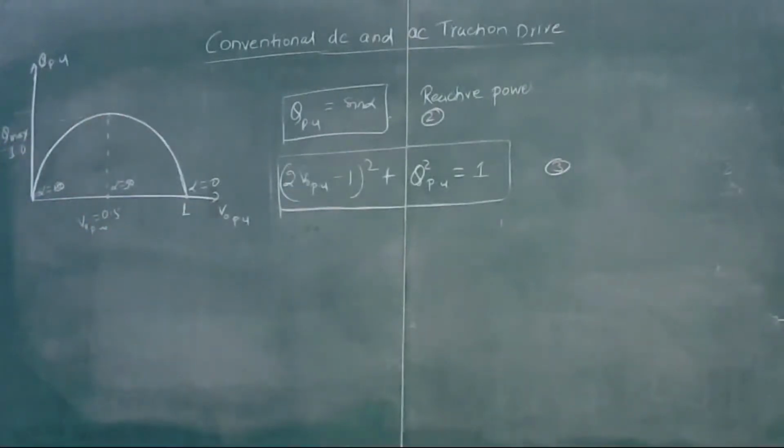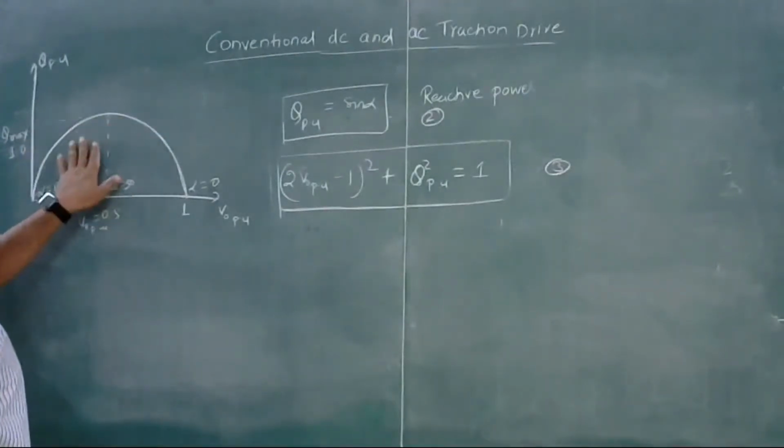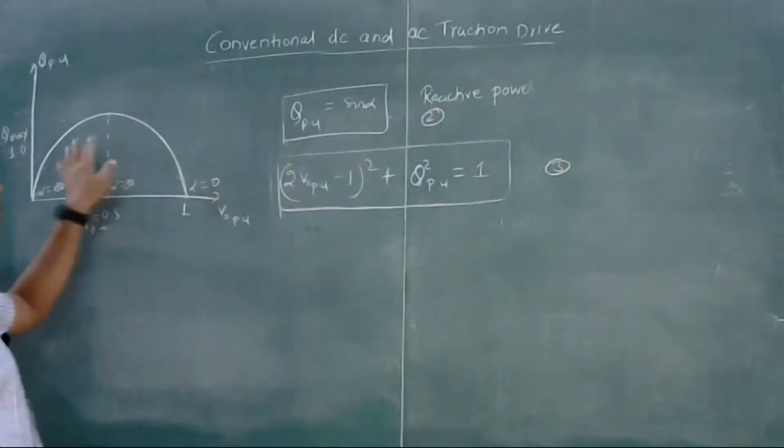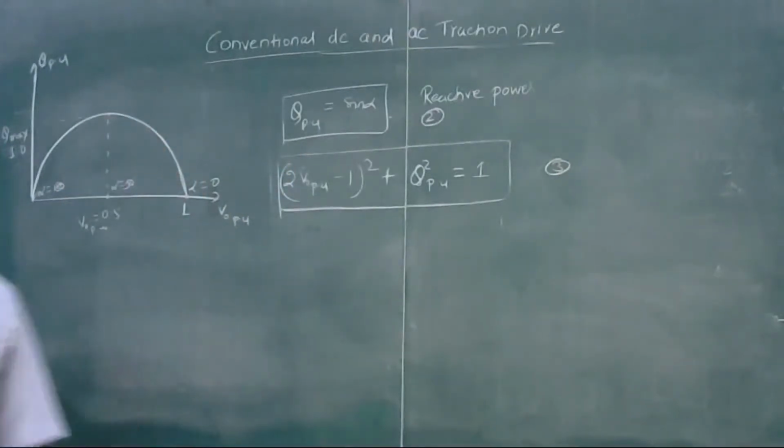Okay, so when V_out is 0.5, maximum reactive power, and the converter requires lagging power factor from the supply as I_s lags V_s by alpha by 2. Okay, so we have to compensate this reactive power. So there should be a compensation to compensate this reactive power.